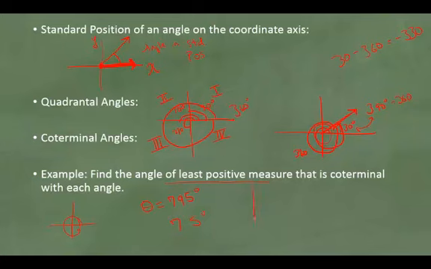75 degrees is a little less than 90 degrees, so let's say that's right there. It tells us that 795 would have gone all the way around from there twice, and then another time, but ended up at the same place anyway.